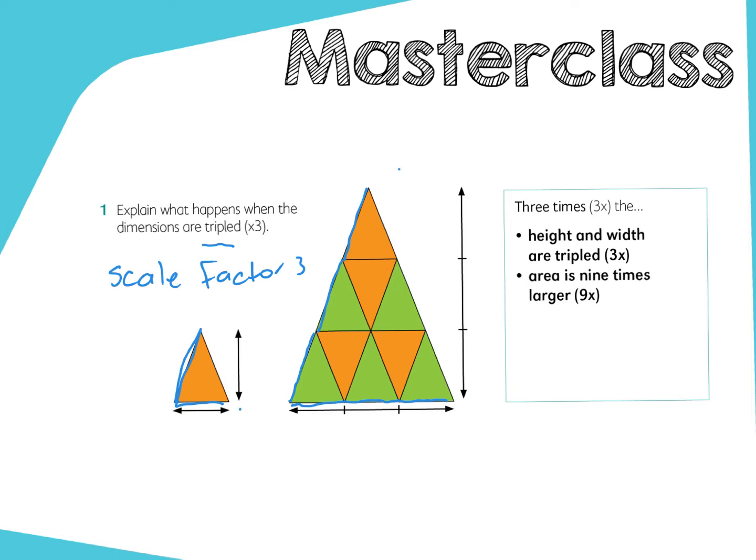Okay, so we're given a scale factor of 3. One way you can look at that is 1 times 3, and then 1 times 3 down the bottom there. So 1 times 3 is 3. That gives us our 3 here, and then that gives us our 3 there. So scale factor of 3.